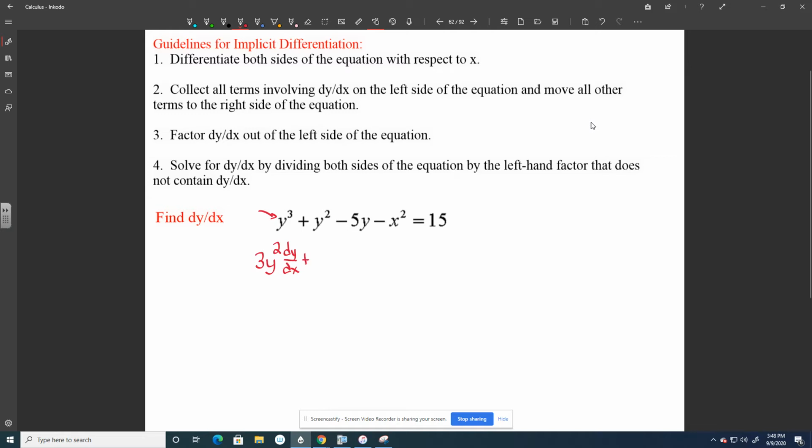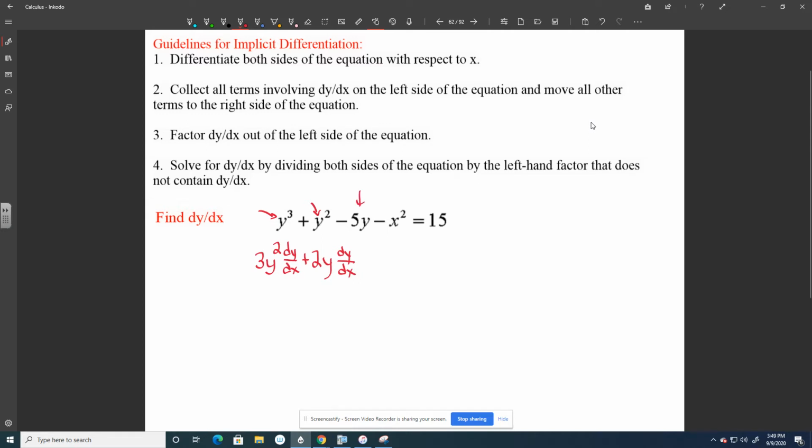So then I'm going to add y squared. The derivative, just like if it was x, is 2y. But again, because of this y that's on the inside, I have to multiply by the derivative of y, which is dy dx.